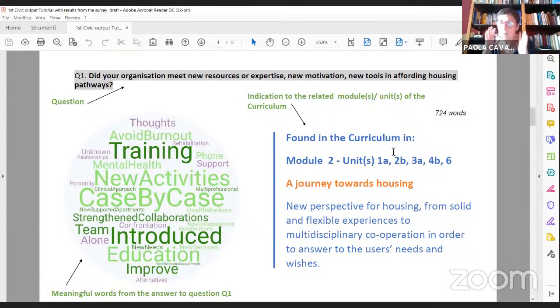So two goals that we can reach reading this report. One is just to answer our curiosity to know what happened in different countries about housing in the pandemic, and the other is to connect this answer to the curriculum.